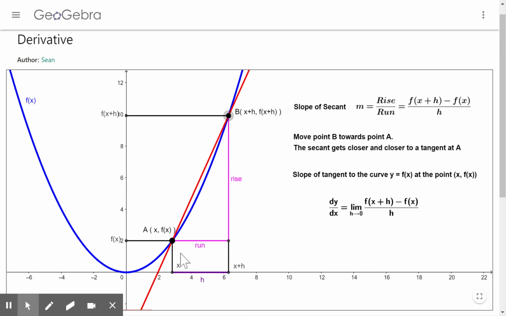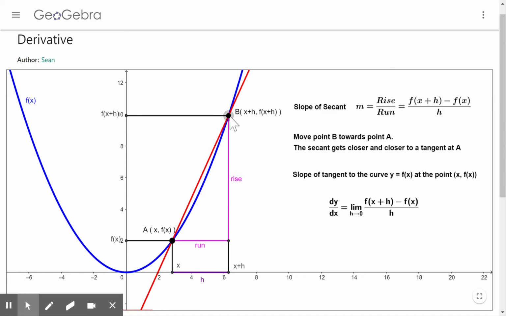And the run, of course, is just simply h, because don't forget we just moved an extra distance h here, which corresponds to the run on the diagram. So the slope of the secant, m, rise over run, is the difference in heights, f(x plus h) minus f(x), over h, which is the extra length we moved along here as well.